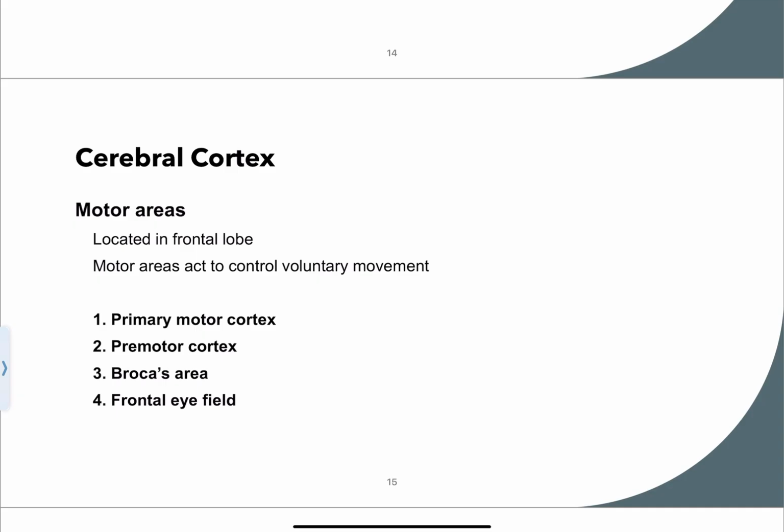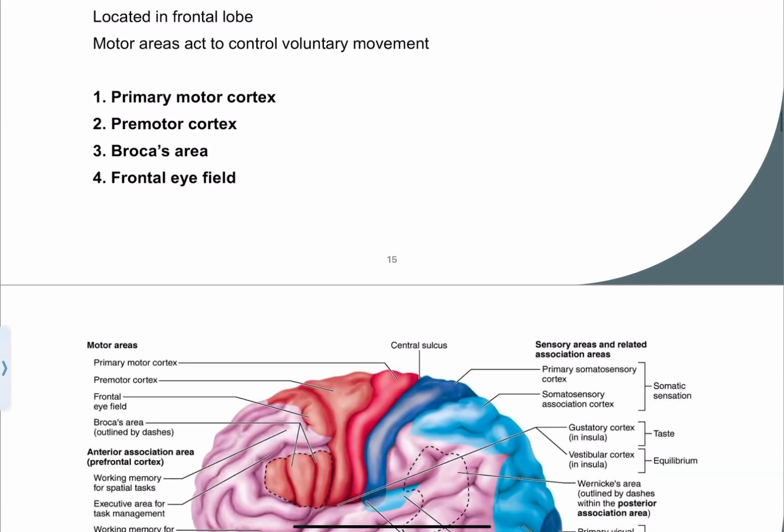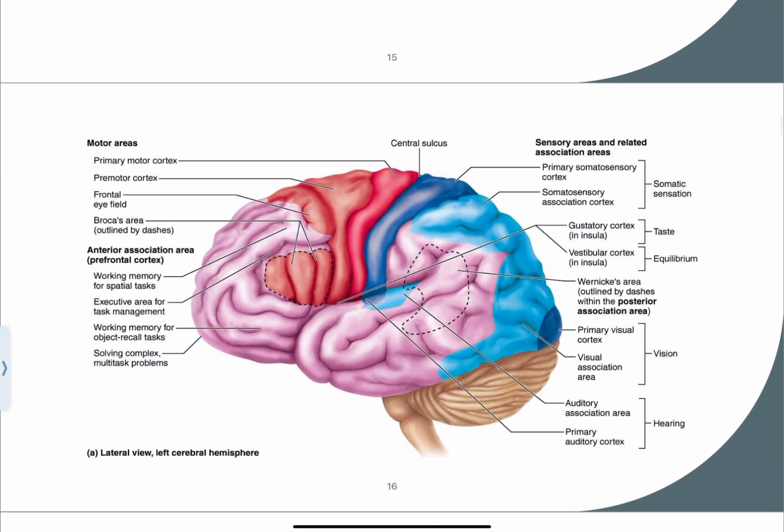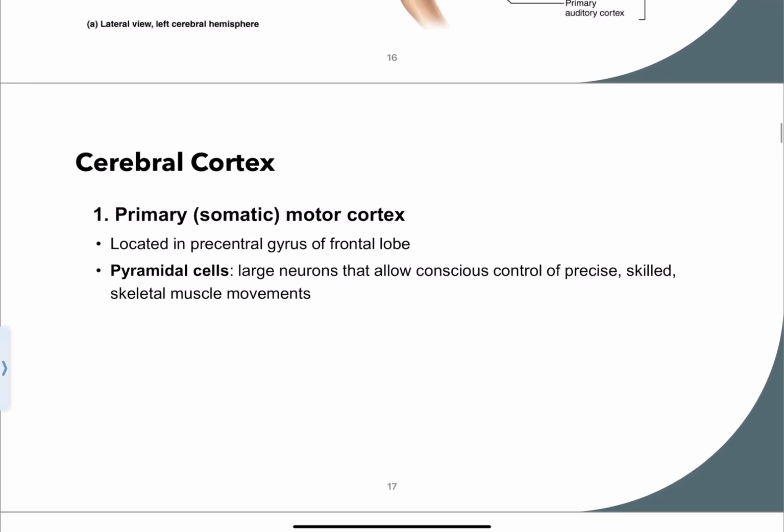So let's start with our motor areas. These are located in the posterior part of our frontal lobe, and they control voluntary movement. There are 4 specific motor areas that you need to be aware of and what they're responsible for. Here's an image that you can take a look at, and here are our 4. You do not need to know where they're located for lecture or lab, but just to give you an idea of what different parts of our brain are responsible for.